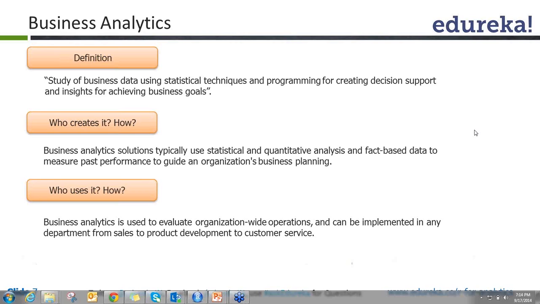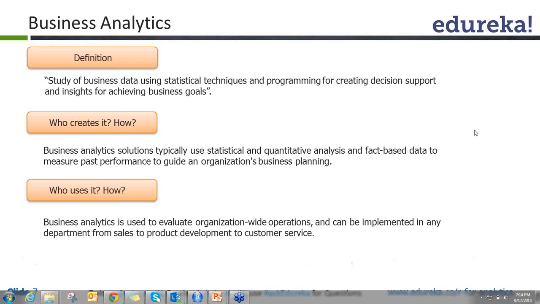So who uses business analytics? If you ask me today, each and every organization uses business analytics. Almost all organizations use it. Why? Because they have lots of data. What do they want to do with this data? They want to mine inside this data. They want to derive certain insights out of it, which will help them make decisions, correct? I'll give you an example of the 2012 presidential election.